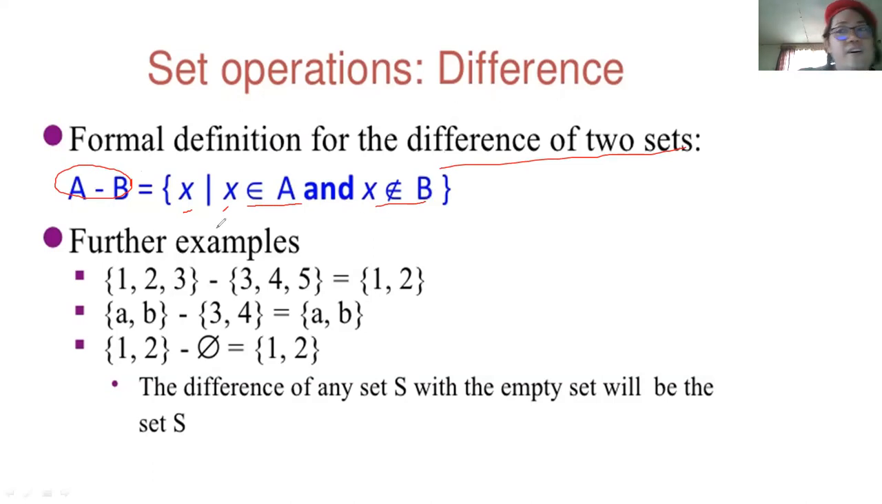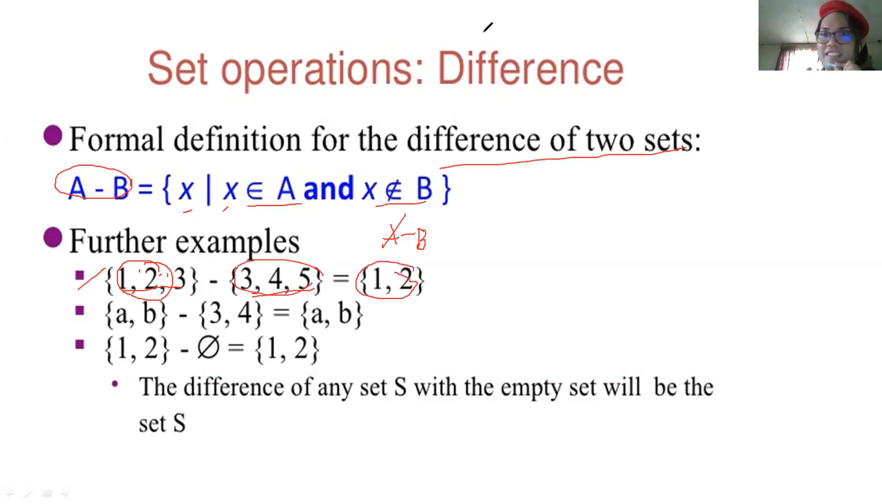Further examples. It's very important to apply the concept in the examples below. So {1, 2, 3} minus {3, 4, 5}. Use the concept A minus B: belongs to A but does not belong to B. What numbers belong to A that do not belong to B? 1 and 2 belong to A, and do not belong in B. So the answer is {1, 2}.